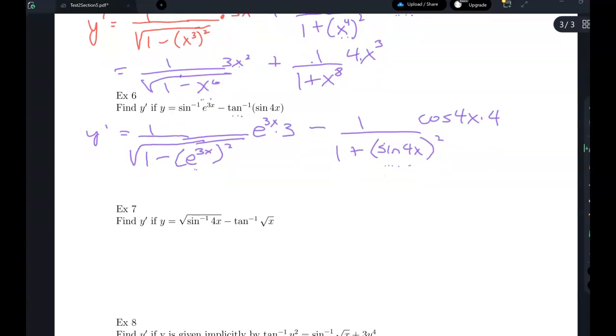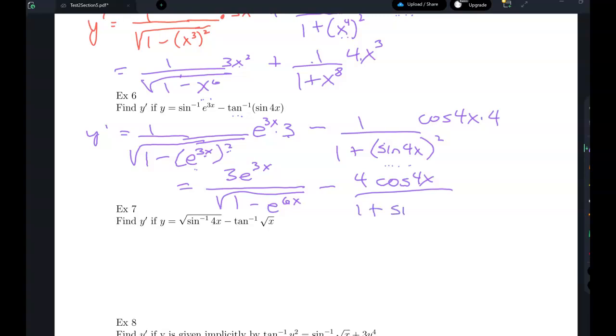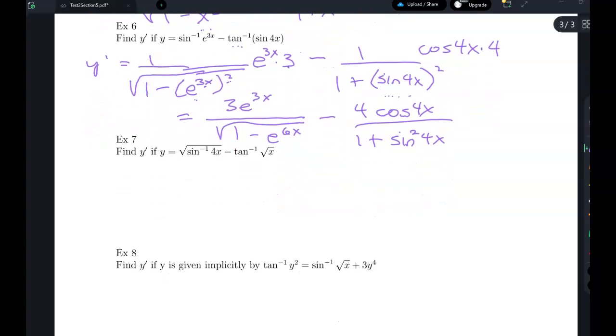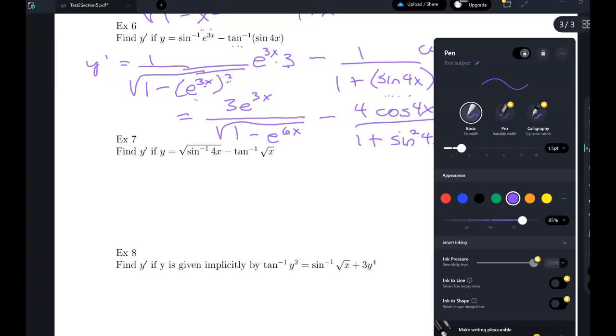So let's just make sure that you know what this simplifies to. It's not much, but I want to make sure you get the exponents correct. So this 3e to the 3x is in the numerator. And then down here, you remember you multiply those exponents. So I get e to the 6x from there. And then minus 4 cosine of 4x. And then 1 plus, and this sine could be squared like that if you wanted to write it that way, right? It works the same way. All right, how about this next one?